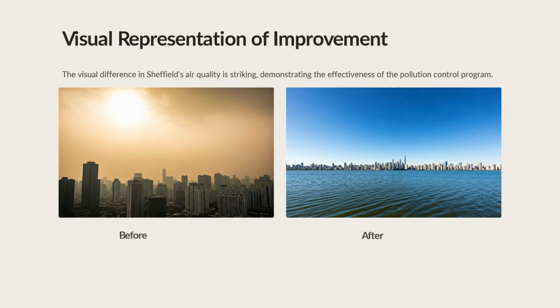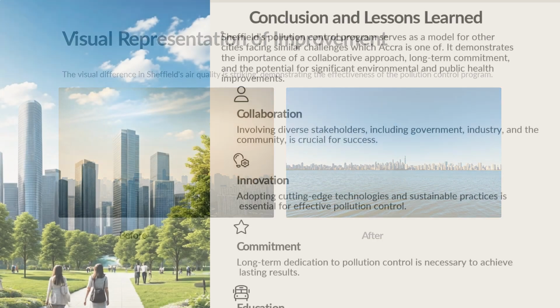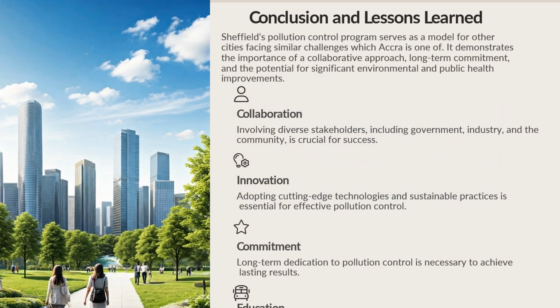So this is a visual improvement of it. This was Sheffield before. The image on the left was Sheffield before, and the one on the right is Sheffield now. Conclusion and lessons learned. Sheffield's pollution control program serves as a model for other cities facing similar challenges, which Accra is one of. It demonstrates the importance of a collaborative approach, long-term commitment, and the potential for significant environmental and public health improvements. We have collaboration, innovation, commitment, and then educating ourselves.